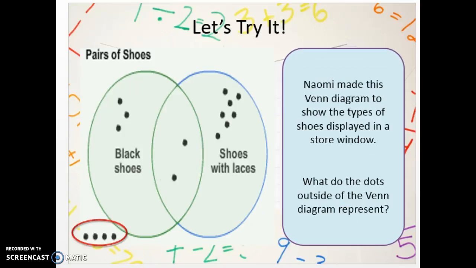What do the dots on the outside of this Venn diagram represent? Just like we had numbers outside of our Venn diagram when we displayed the odd numbers and the numbers greater than 10, we have data points outside of this Venn diagram. So that means that these shoes are neither black nor do they have laces. Maybe they're brown or blue or green, all without laces.